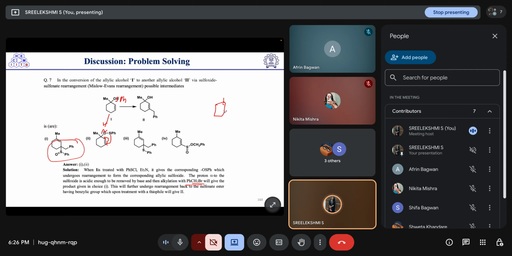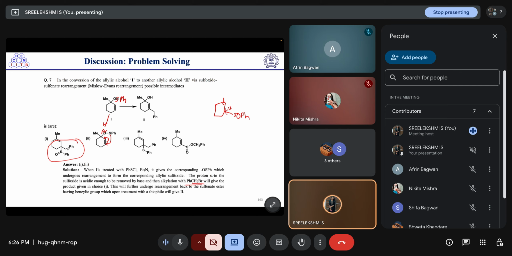Here methyl will be there and here SOPh will be there. So firstly this will be converted into this, and this will be converted into this one by sulfoxide-sulfinate rearrangement. Then this proton is acidic in nature, so base will abstract this proton, and while adding this one it will form this intermediate.